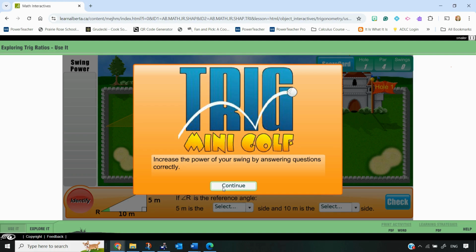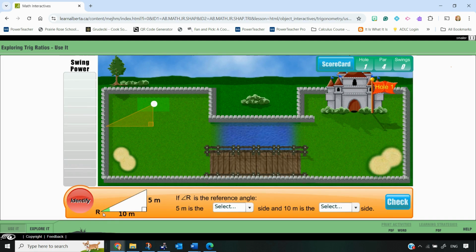Now, if you're looking for a game or a website that you can use to practice labeling triangles, one that I would recommend is Trig Mini Golf. You can just go to Google and search for Trig Mini Golf, and it will pull up. This is a fairly old website. It's from Learn Alberta, but I'll take you through a couple examples. As you work through these questions, you're going to be given a reference angle, and then you have to identify what your side length is. So 5 meters would be my opposite, 10 meters would be my adjacent, and then we check.